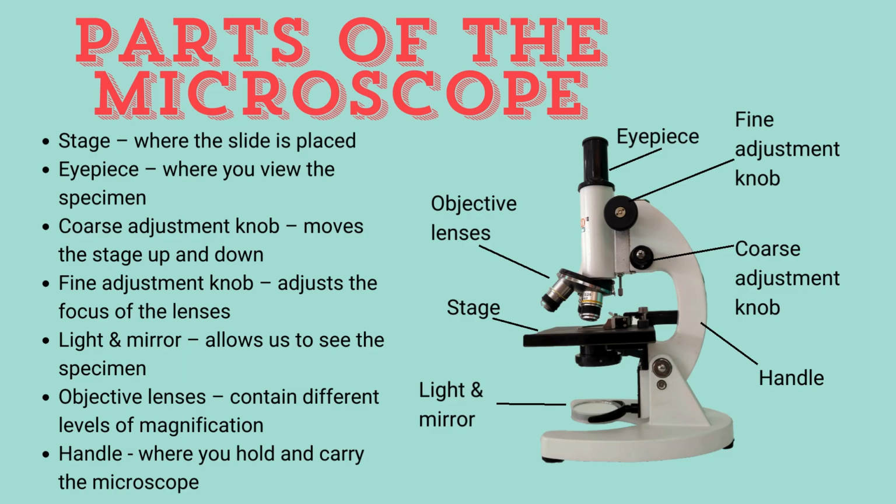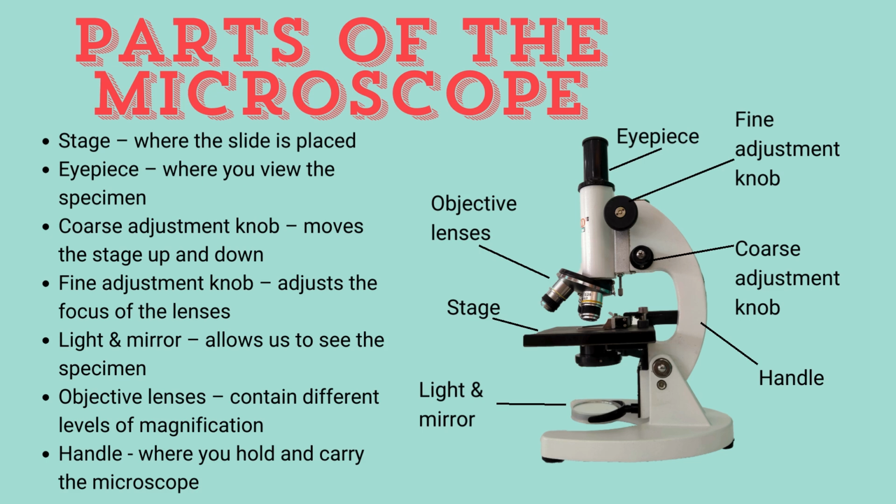The microscope has many different parts. This slide covers each of them. The stage is where the slide is placed. The eyepiece is where you view what it is you want to make bigger. The coarse adjustment knob moves the stage up and down. The fine adjustment knob adjusts the focus of the lenses.